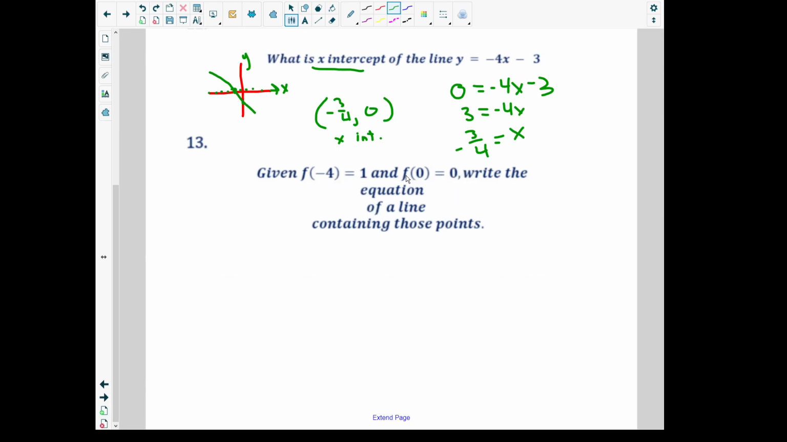They're just written in a strange form, right? But this is an x value here, and this is an f or y value, right? So really, that point is this. That's point 1. And f of 0 equals 0. So that point is 0, 0. Okay, find the equation of the line connecting or containing these 2 points.